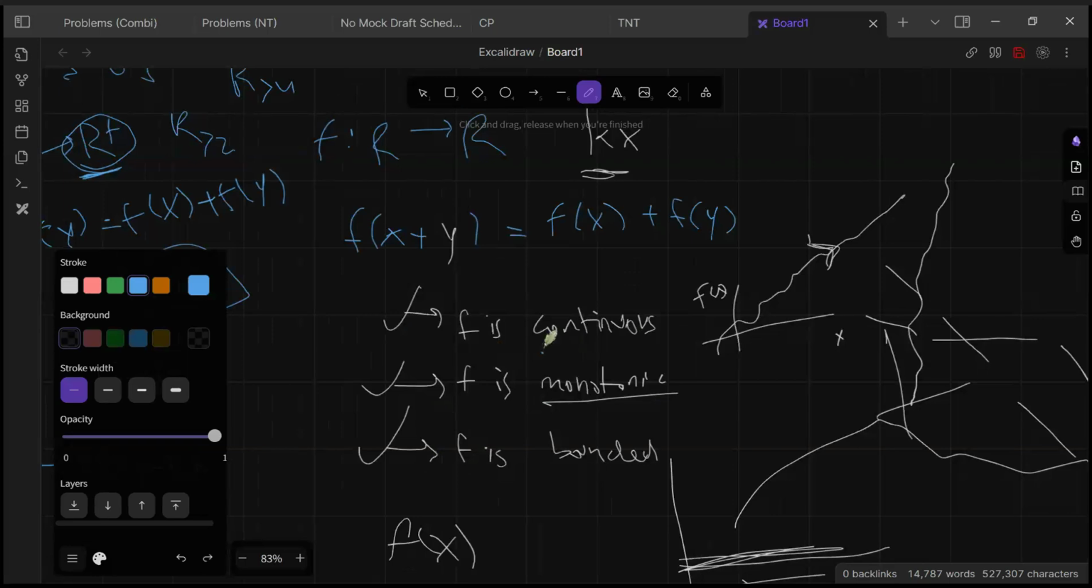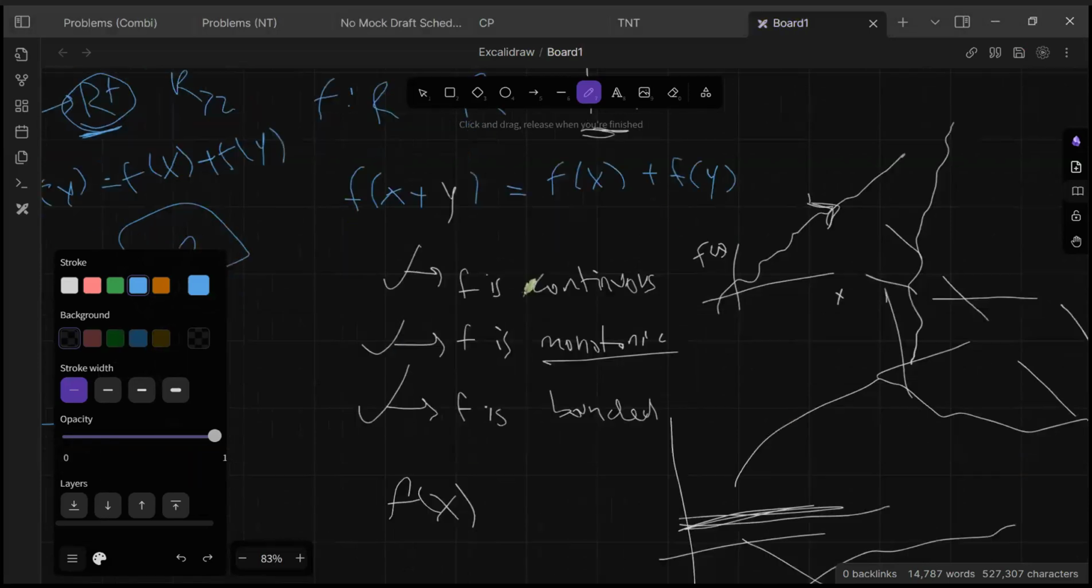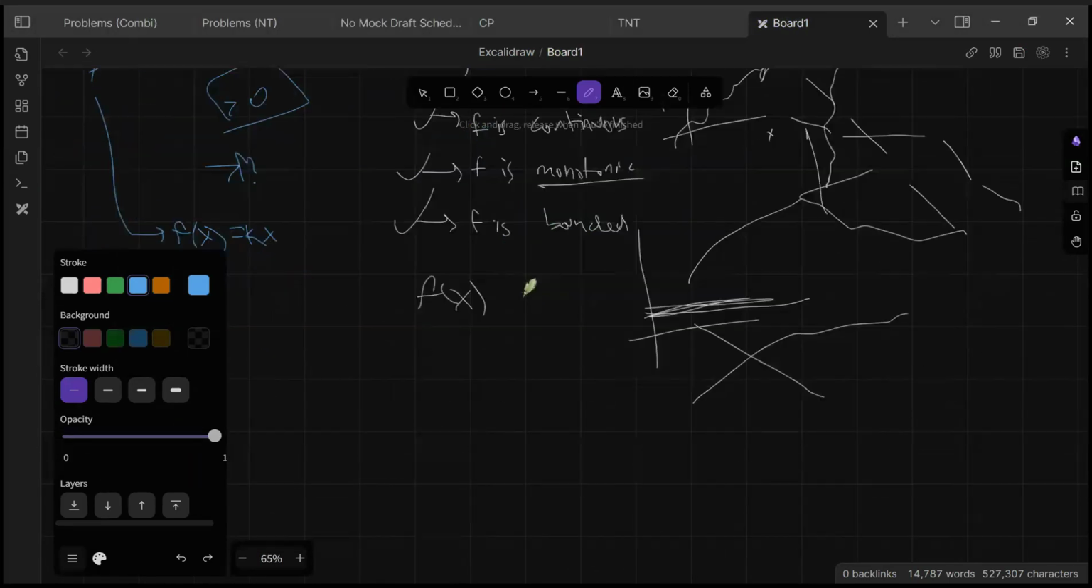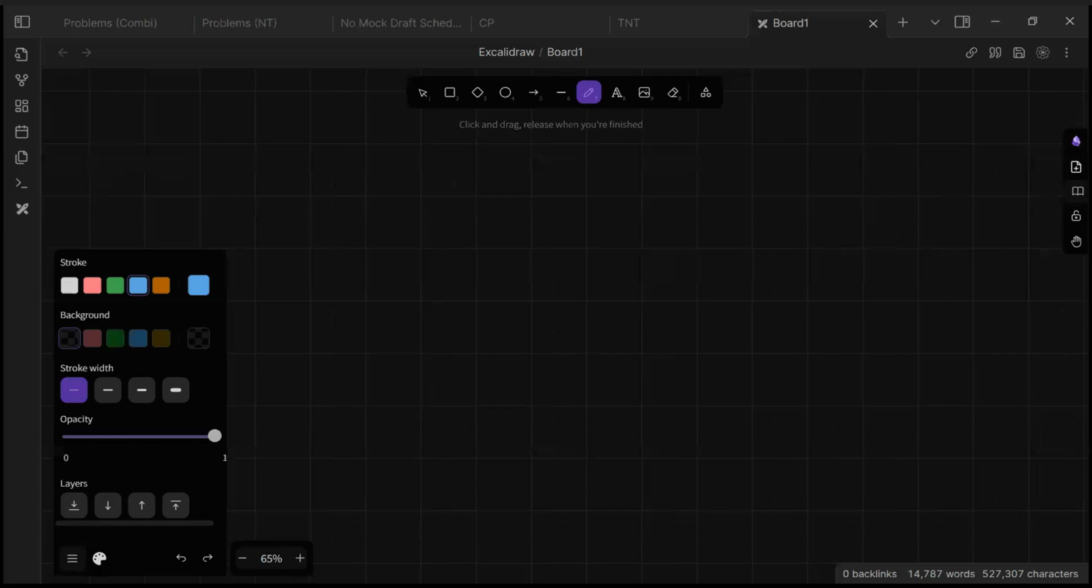Because there are functions which are continuous but not monotonic. There are functions which are monotonic but not continuous. There are functions which are bounded but not continuous. There are functions which are bounded but not monotonic, and so on and so forth. Cool. So we'll look at a problem now after all of this. Actually, should we even look at a problem? Okay, let's look at something before we look at a problem. More theory.